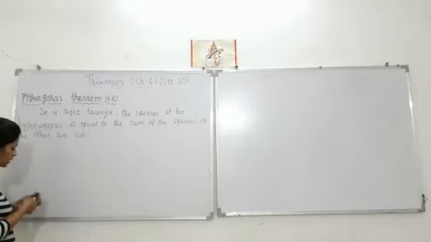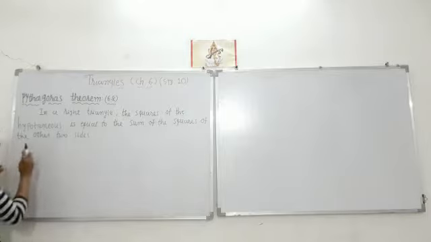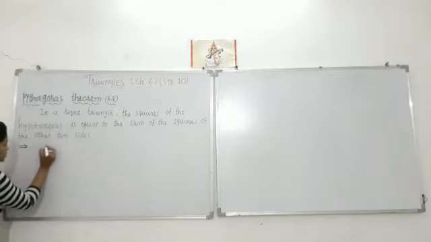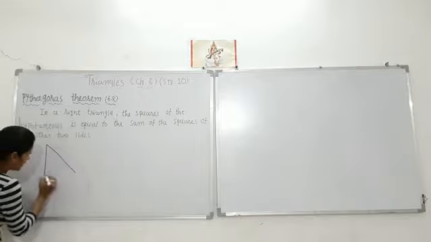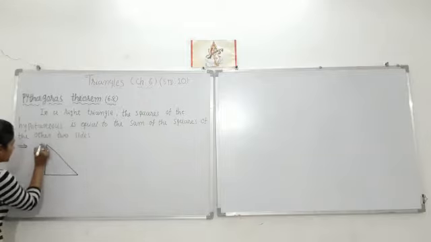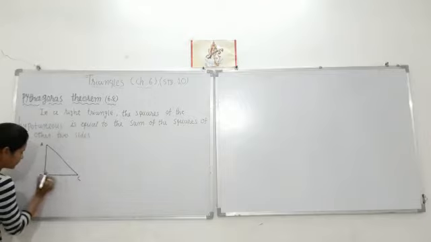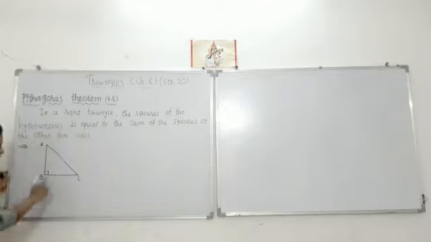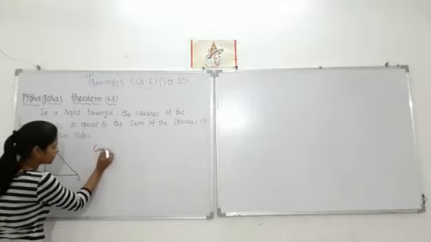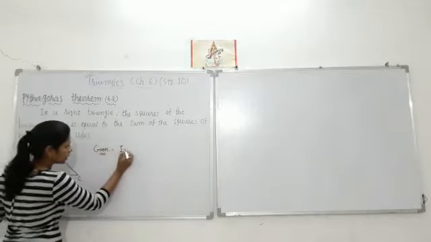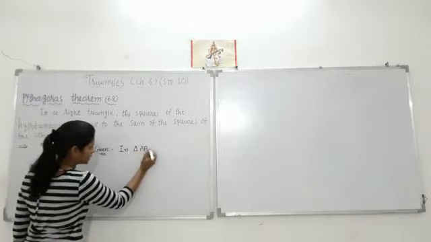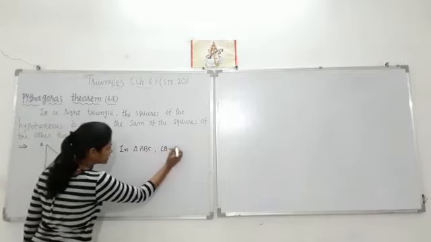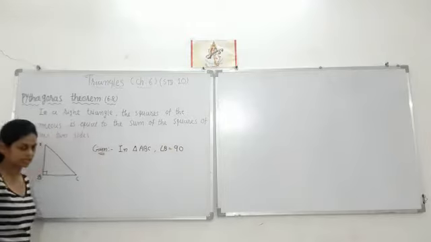In our Pythagoras theorem, first we have a right angle triangle. So we have right angle triangle A, B and C. Here angle B is 90 degrees, that's why this is a right angle triangle. So what is given in your statement? In triangle ABC, angle B is equal to right angle, that means 90 degrees.